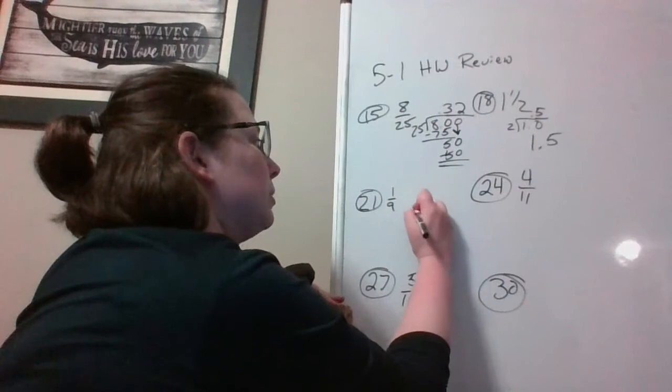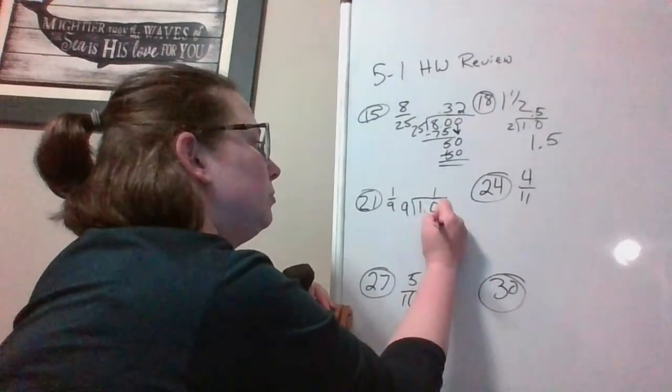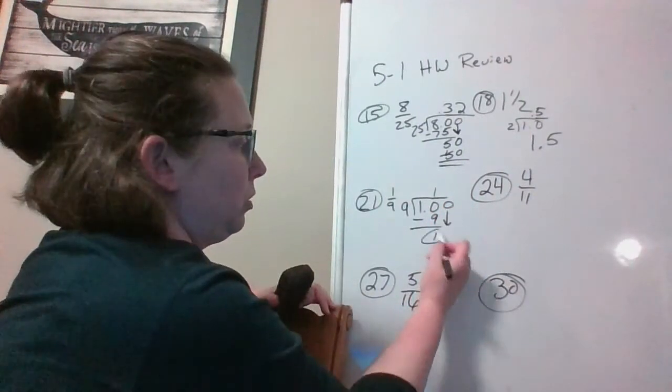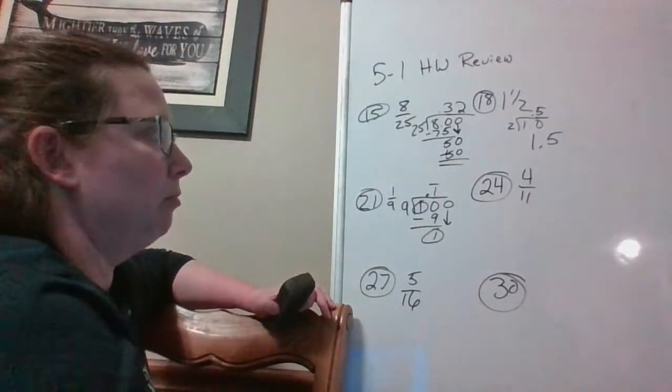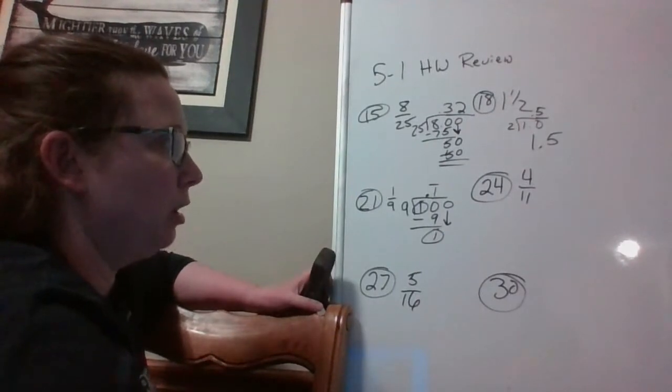1/9, I would take 1 divided by 9. And this one, you notice really quickly, it's actually going to repeat. So we can be done and just say it's 1/10 with a repeating period of 1.